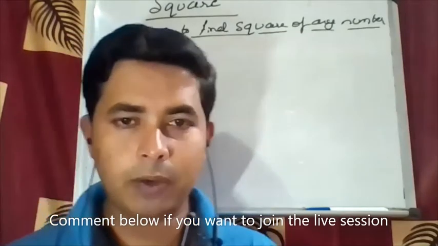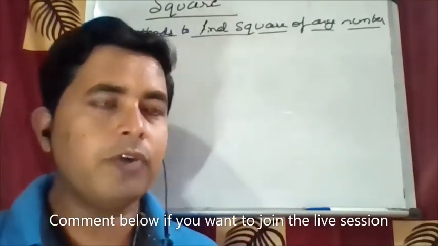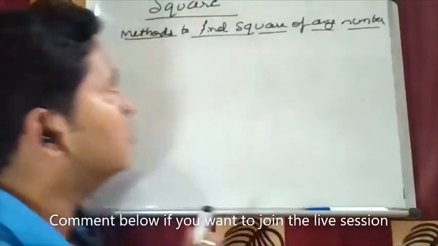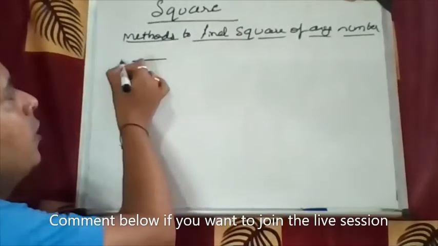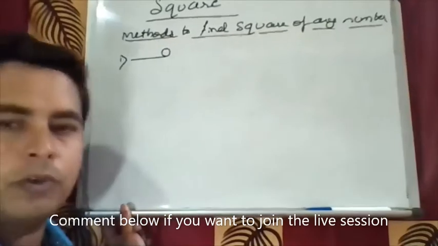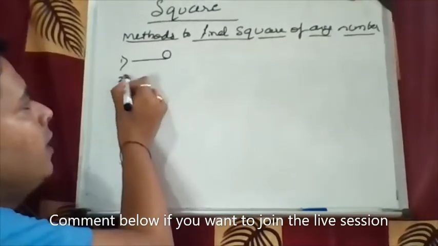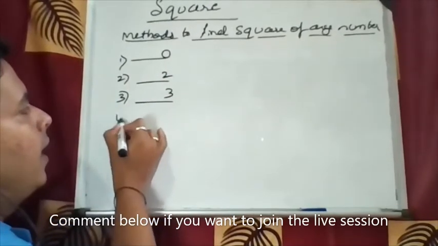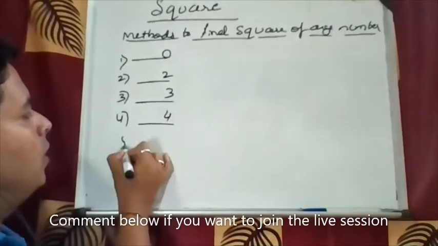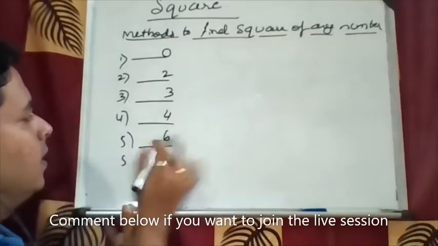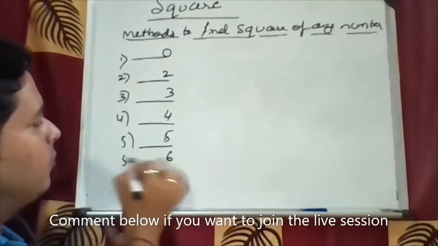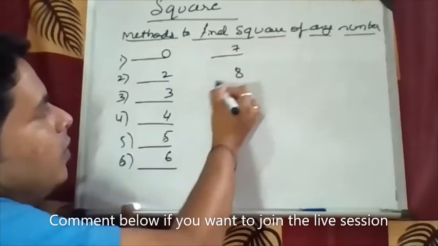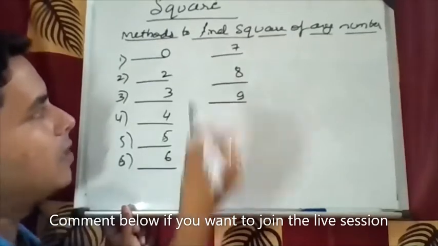Like that, here also we have some rules for how to find the square of a number based on its unit digit. If any number contains a unit digit 0, how to find the square of that number. And if any number contains a unit digit 2, or 3, or 4, or 6, or 5, or 7, or 8, or 9.